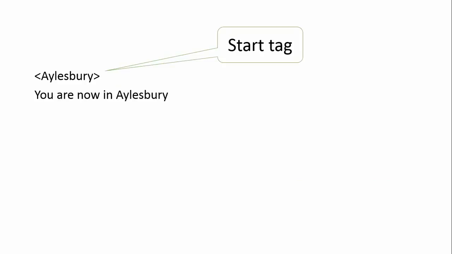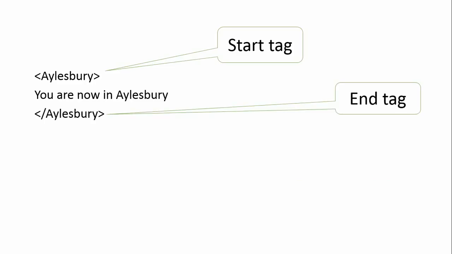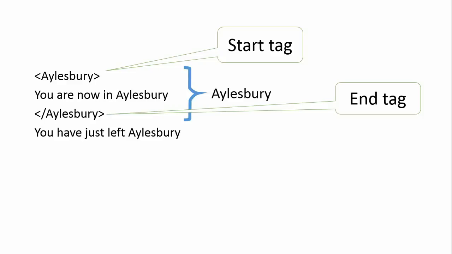If I was to take that analogy and write it in the shape of tags, it would look a bit like this. This is saying it's a starting Aylesbury tag. There's my start tag. Then you've got some content. You are now in Aylesbury. We then have the ending Aylesbury tag telling you you've ended Aylesbury. And what you can get from this is that everything there is inside Aylesbury.